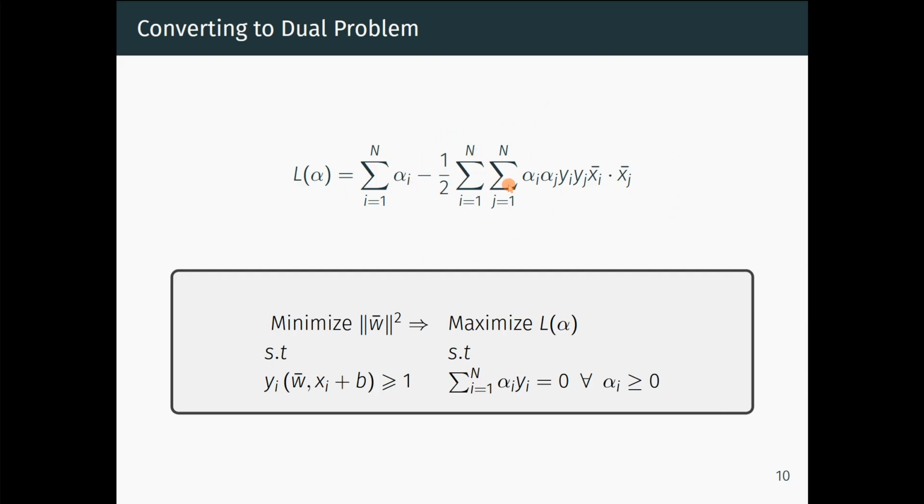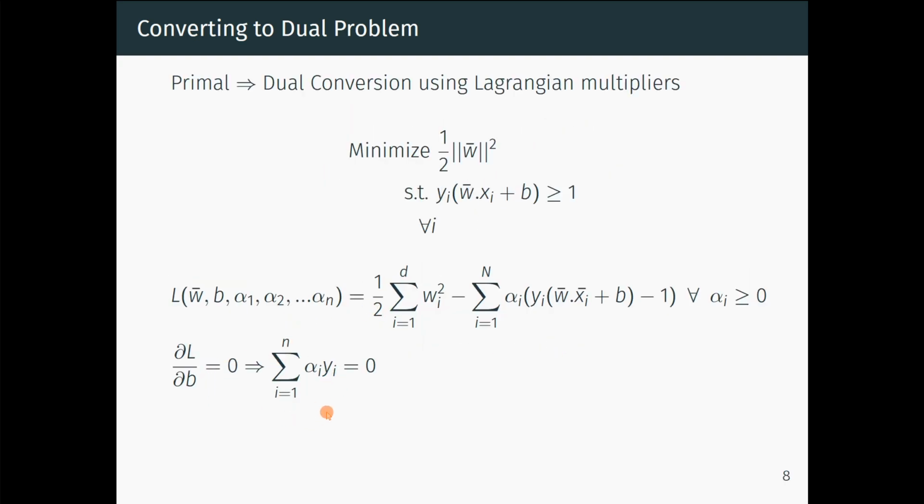So don't worry if this double summation looks a little complicated. Very soon we'll do an example, and I think this kind of expression will become much clearer then. Just to summarize the mathematical formulation and the overall objective: we're trying to minimize the magnitude of w squared in the primal form, subject to the constraints. In the dual formulation, by introducing the Lagrangian variables, we maximize the dual objective, L of alpha, such that summation i equal to 1 to n alpha i yi equal to 0. We obtain this by differentiating with respect to b, if you remember.